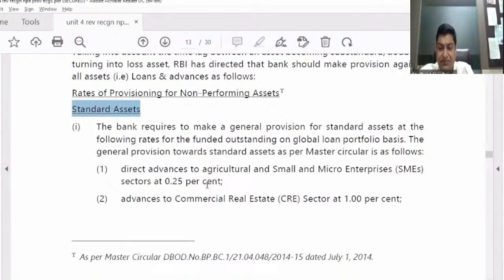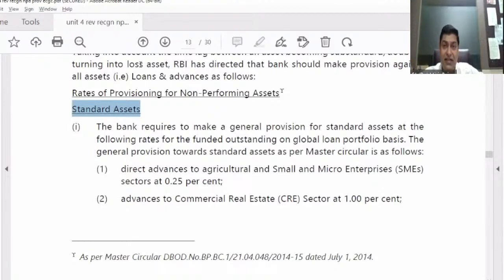Now friend, see the transparency, see the precaution. Basically guys, the standard asset doesn't show any uncertainty. These are the regular accounts. Standard means regular accounts. They don't show any problem. But still, as per the RBI norms, we have to create the provision for these standard assets also.